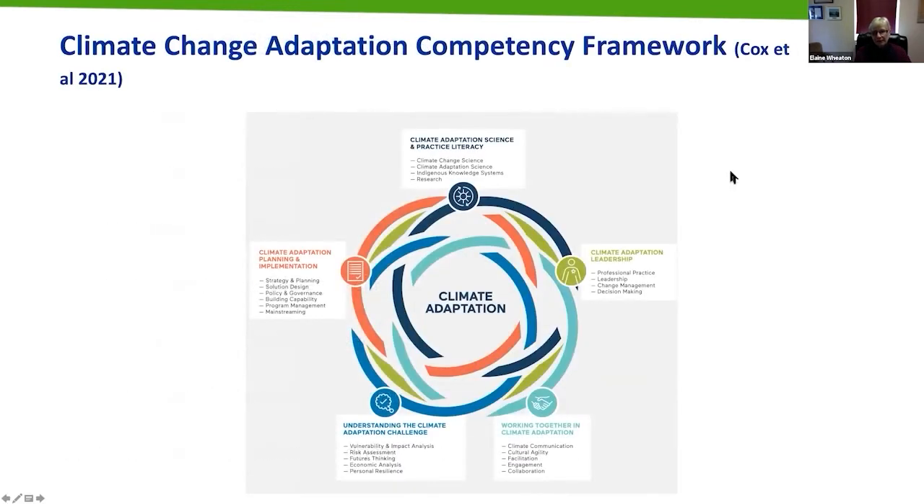Here's a really nice adaptation competency framework that Robin Cox at Royal Roads has developed. You can see that there are 5 main parts, and each of those parts are intimately connected and have many subparts. I'll just look at a few. Of course, being a climate scientist, I'm very much interested in the climate change science and adaptation and those knowledge systems. Of course, we have leadership, working together, communication. Understanding the climate adaptation challenge is another one of the keys, because the impacts depend very much on the adaptation capability. And then there's planning and implementation. We're gaining a lot of capability in that area. Have a lot to go, but have a lot.